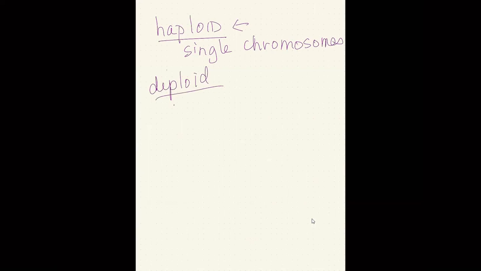Okay, so I have written down haploid. Okay, so if something is haploid, it means it only has a single chromosome set. So the chromosomes aren't doubled. So like we are diploid. So diploid means we have 2n. So we have 23 pairs, right? So we have 2 times this number.